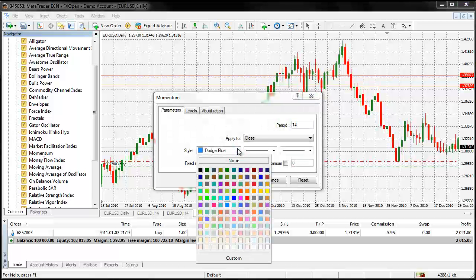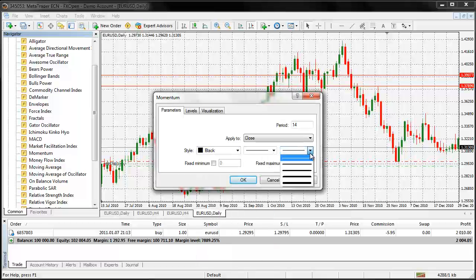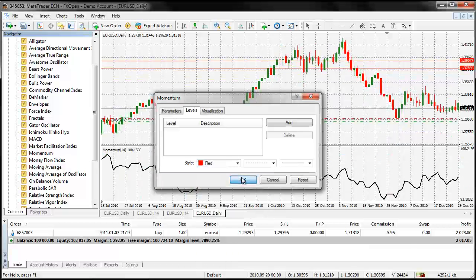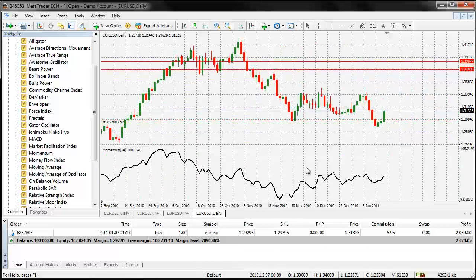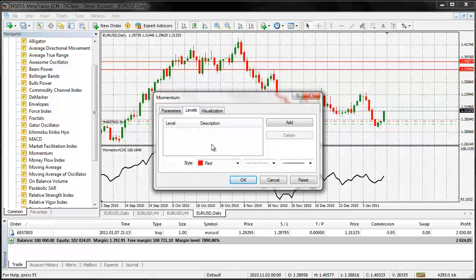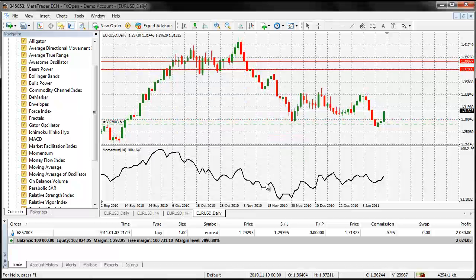Now I'm going to leave this black, and I'm going to do quite a bit of thickness on there, and the rest will be fine. We do have levels. I might change the levels to red so you can see it. We don't actually have any levels priced in. Now the levels area is basically where you can add a certain area in the market on this particular indicator to pinpoint when to go long and when to go short.